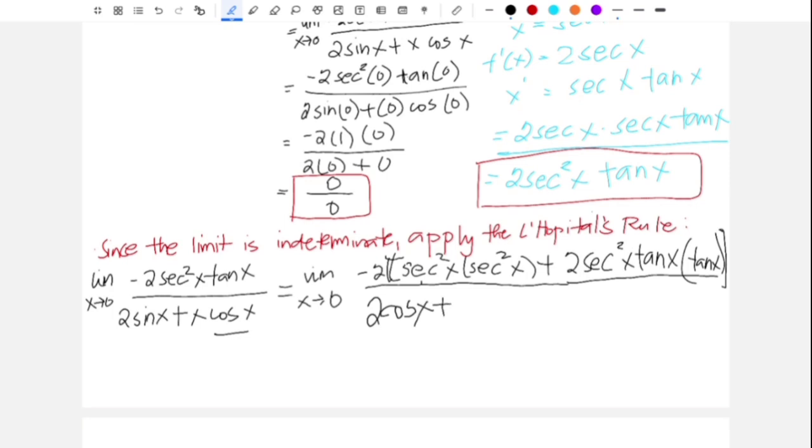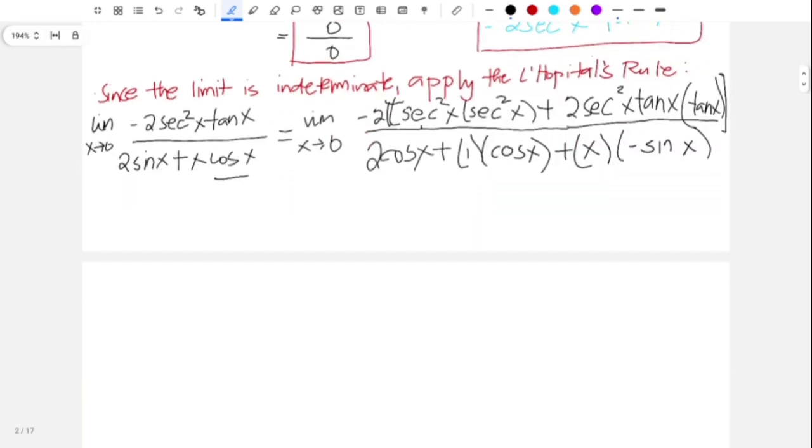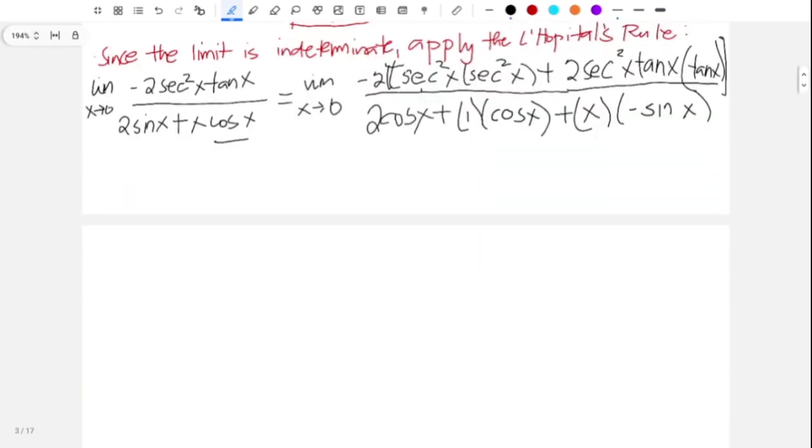Plus, let's use the product rule again. We have 1, then I copy the g of x. We will have cosine x plus, copy our f of x, then the derivative of our g of x, which is cosine x. The derivative of cosine x is negative sine x. There. We now have both the derivative of our numerator and the denominator. Now let's continue solving it.